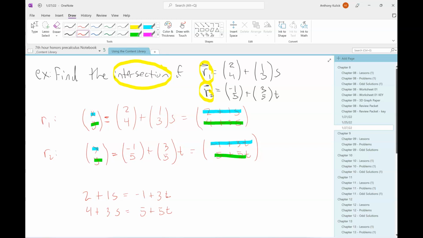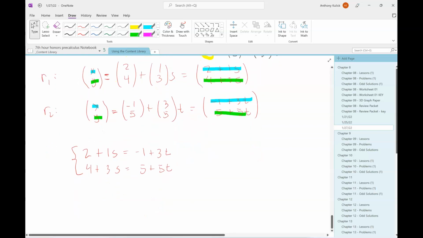Okay. And because the value of s that generates our x, I need the same value of s to generate the y. And likewise, we'd say the same thing is true about the t. That these 2 equations have to be happening simultaneously, which means that really what we have here is a system of 2 equations. So I'm going to go ahead and solve this system now.